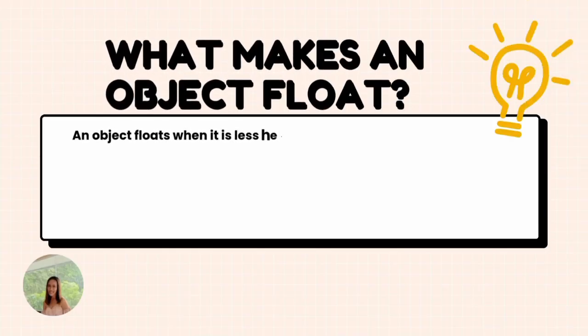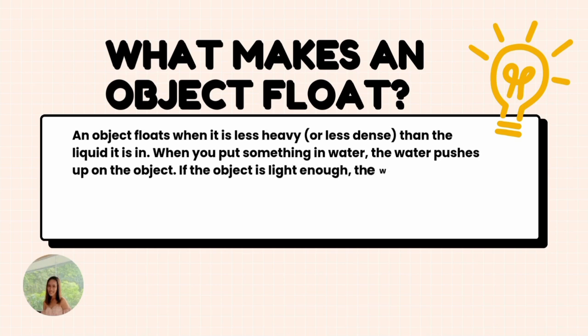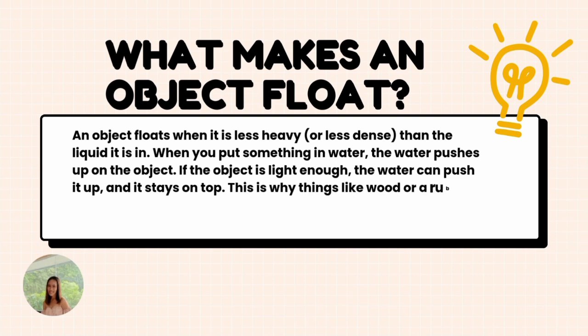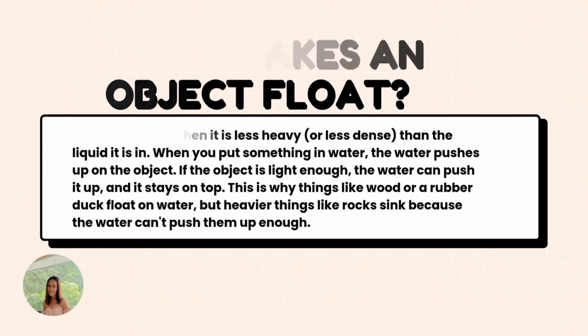What makes an object float? An object floats when it is less heavy or less dense than the liquid it is in. When you put something in water, the water pushes up on the object. If the object is light enough, the water can push it up and it stays on top. This is why things like wood or a rubber duck float on water, but heavier things like rocks sink, because the water cannot push them up enough.